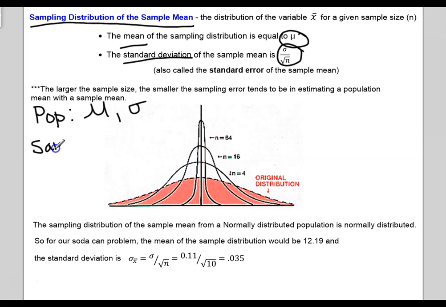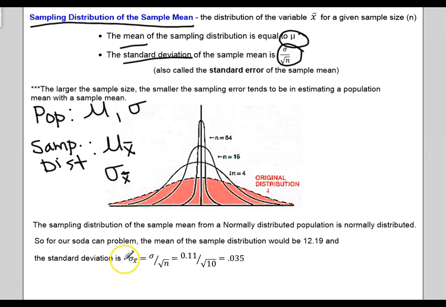Now, the sampling distribution, of course, also has a mean and a standard deviation, right? So we don't want to label them both the same thing. It'll be confusing. So for the sampling distribution for x bar, we're going to use mu sub x bar, the mean with a little x bar in the subscript, and then sigma sub x bar. That will let us know if we're talking about the original population or the sampling distribution.